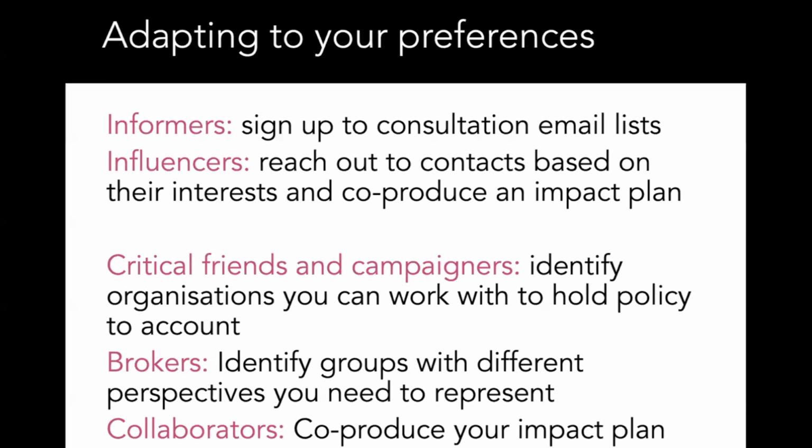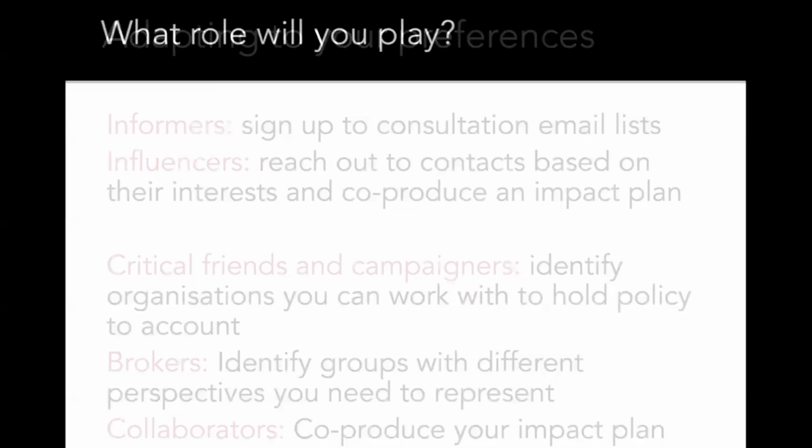And now, being aware of this, we can start to think very practically about how we might engage with things like email lists for consultations. Great, I'm going to put as many as I can into my diary. I'll manage my time. And for me, I managed to make about 50% of them. That's just real life. Influencers, I might reach out to my contacts based on their interests and start to co-produce an impact plan. More on that in a moment. Critical friends, campaigners, perhaps for me, the comfort zone is more around identifying these organizations I can work with to build those alliances and to hold our policy colleagues to account.